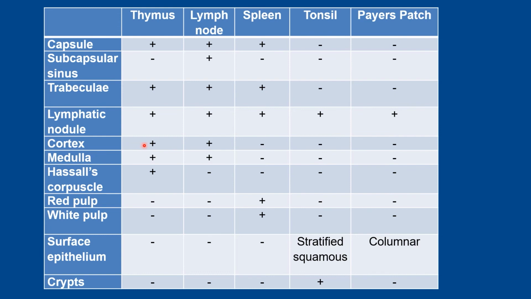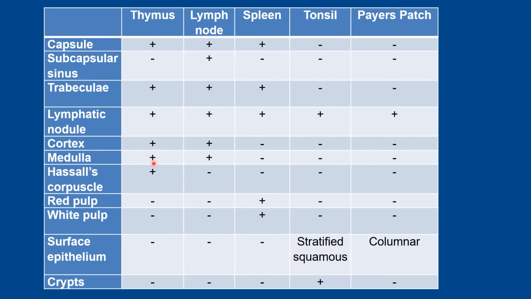The lymphatic organs that can be divided into cortex and medulla: the thymus has cortex and medulla. The cortex is darker and the medulla is light colored. In case of the lymph nodes, the cortex contains lymphatic nodules. There is no definite cortex or medulla in the spleen, tonsil and Peyer's patches.